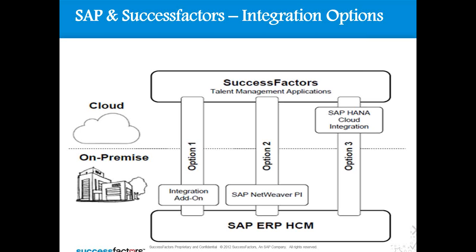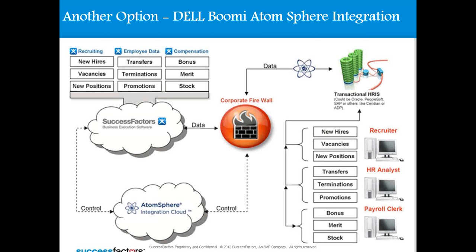Along with these three integration options, we also have another integration option, which is Dell Boomi AtomSphere integration. Here, using this integration option, customers can integrate any application's data, like between cloud to cloud or SaaS to SaaS, cloud to on-premise, or on-premise to on-premise.